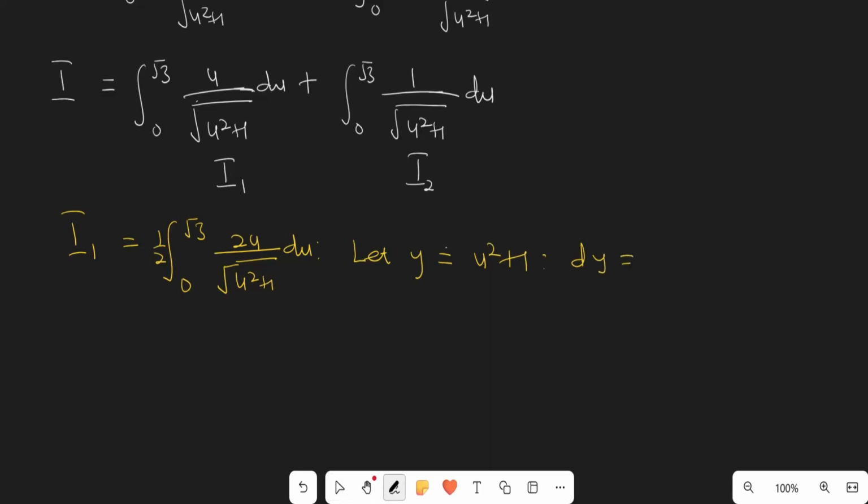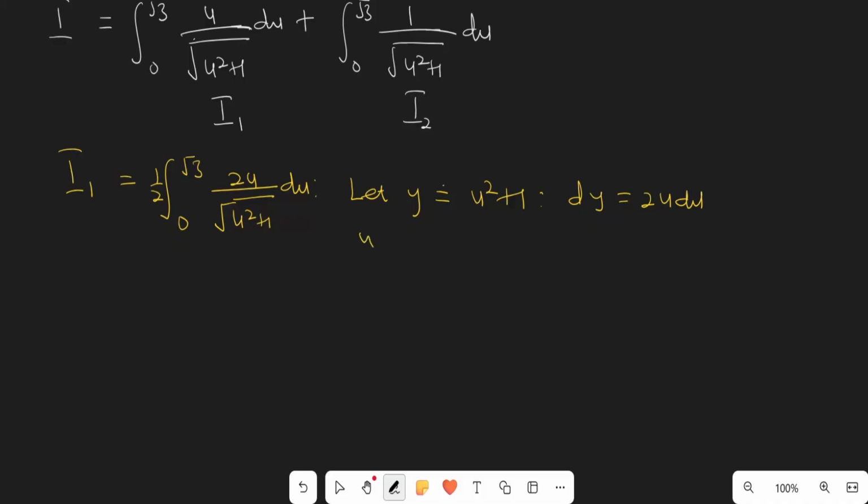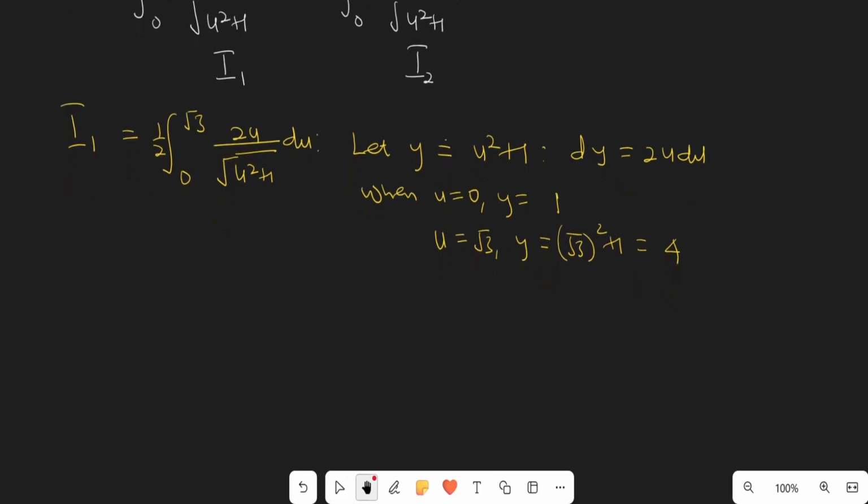So dy is going to be 2u du. So that means I'm going to replace 2u du with dy. Now the change in limits. When u is 0, y is going to be equal to 1. That is 0 squared plus 1, which is 1. When u is the square root of 3, y is going to be equal to the square root of 3 squared plus 1. That is 4. So those are the change in limits.